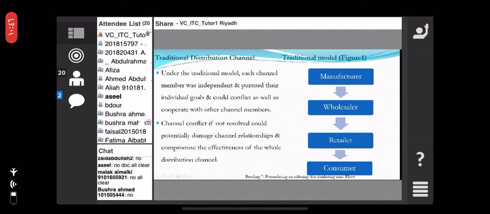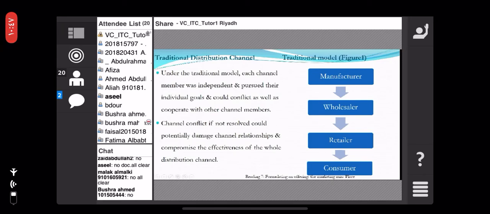Traditional distribution channel, these are basically the channel members. For example, from the manufacturer, the products will go to the wholesaler, from the wholesaler to the retailer, and to the consumer. Wholesalers are basically the businessmen. The businessman will sell it to the retailer.